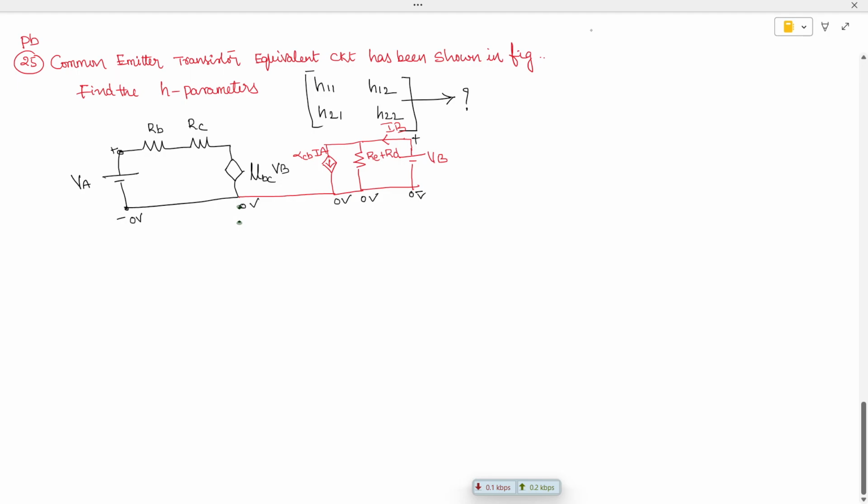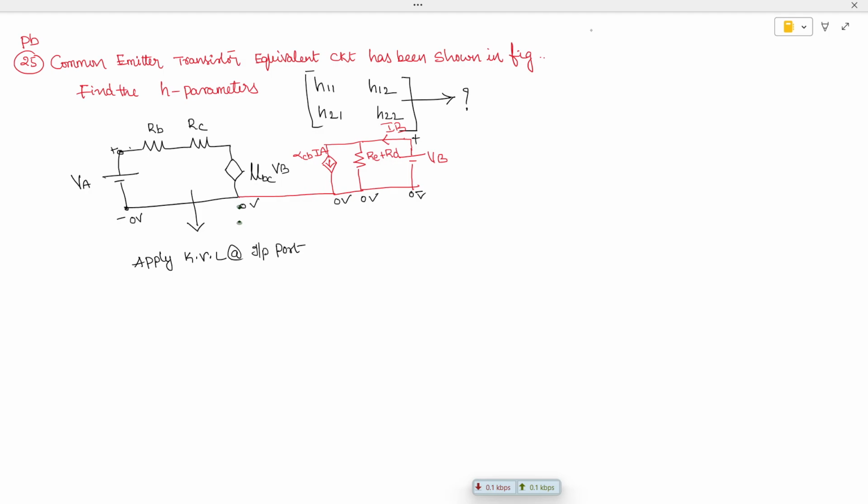Today, let us try to find out the H parameters for the common emitter transistor equivalent circuit shown below. Find the H parameters. If you want to find the H parameters, we apply Kirchhoff's current law and Kirchhoff's voltage law at the input port.